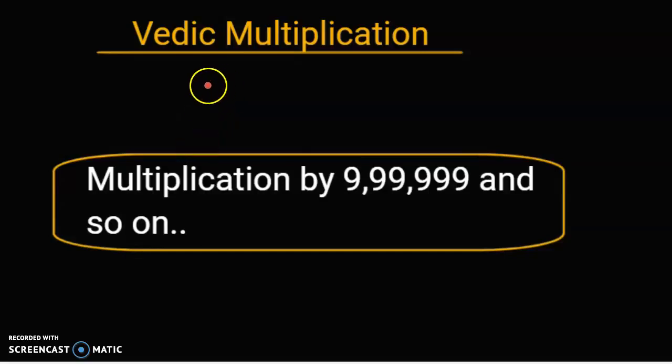In today's class of Vedic Multiplication, we will learn how to multiply any number with a series of 9s, like 9 or 99 or 999 or four 9s. So stay tuned to my video. I will discuss examples one by one.